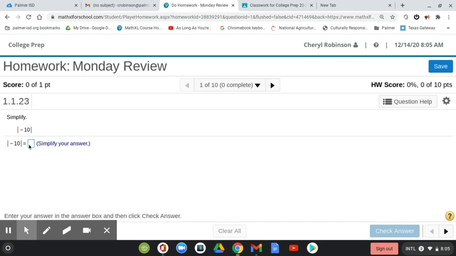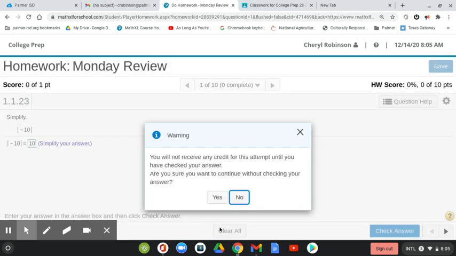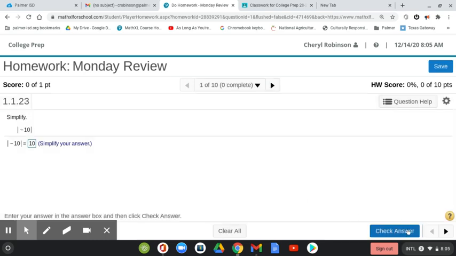Here's absolute value. Don't forget what absolute value means. It is the distance between 0 and that number. So, it's always going to be positive. No, there's more.